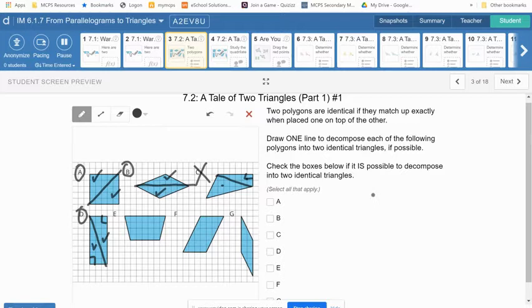Now for this one, for E, it's kind of tricky, but these are not identical. This triangle is not the same as that. Wait, that's an X. That one does not go together, and neither does that one. They are not a match.